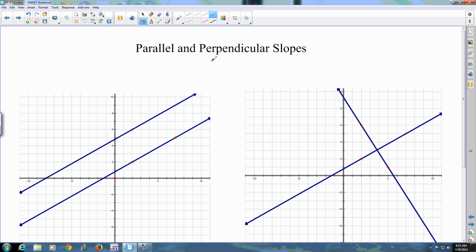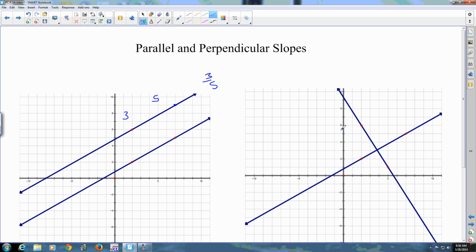Okay, parallel slopes and perpendicular slopes. Lines that are parallel, let's count it. How about up 1? There's a good point right there. Up 1, 2, 3. Run 1, 2, 3, 4, 5. So the slope of this one is 3/5. Up 1, 2, 3, run 1, 2, 3, 4, 5. The slopes are the same. Parallel lines have the same slope. It should make sense. If this one is just as steep as this one, they have to have the same slope.